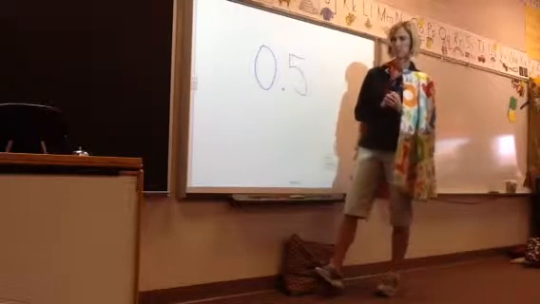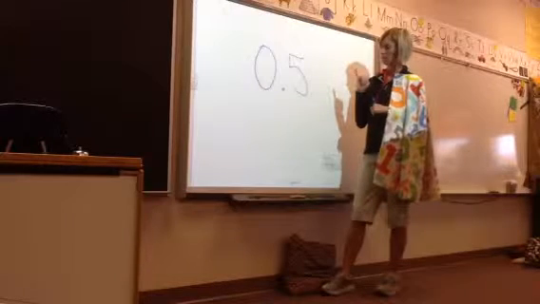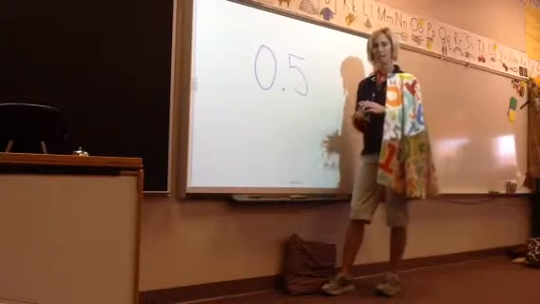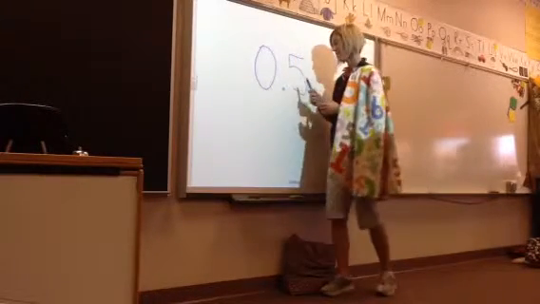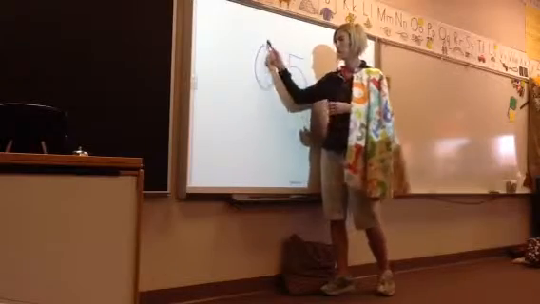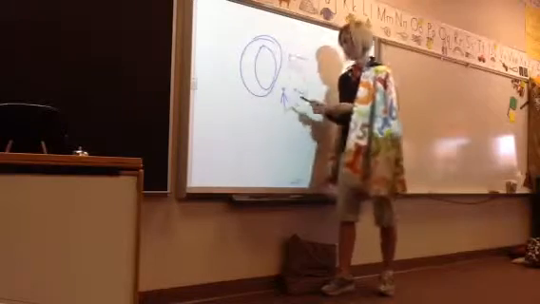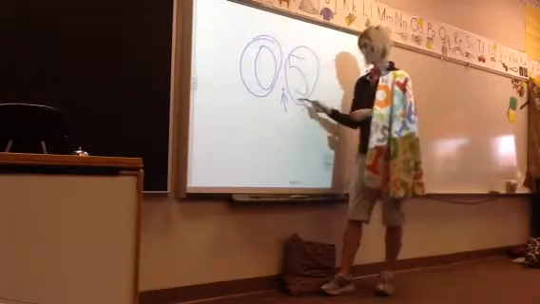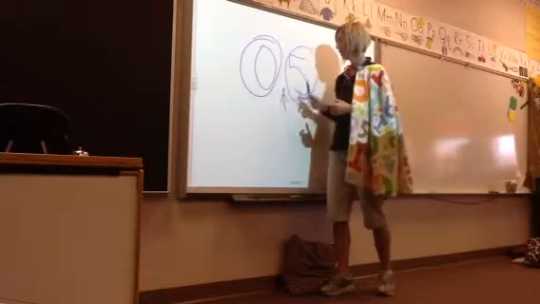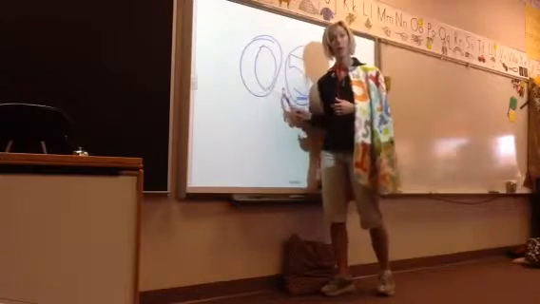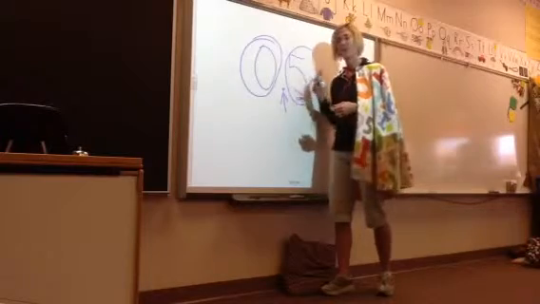Okay, how about this one? Try it, go. All right, since this is 0, you could skip it and just go straight to the 5. But let's go ahead and do it. 0 and 5, name it, tenths. So I have 0 and 5 tenths. Repeat it, people. 0 and 5 tenths.